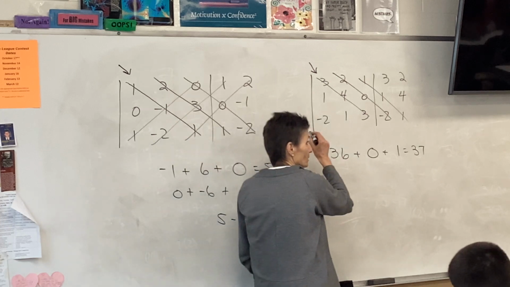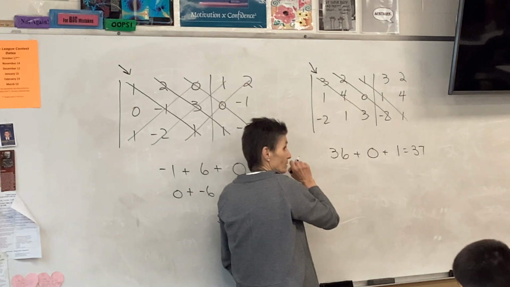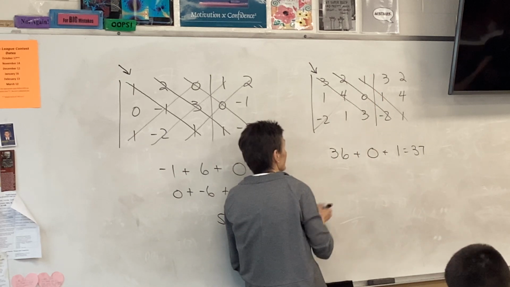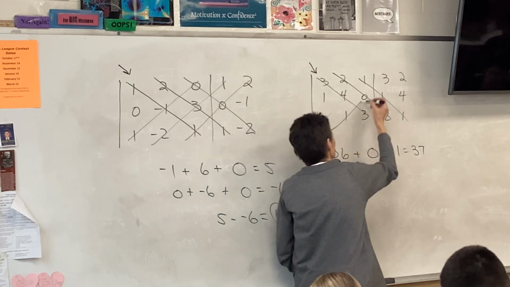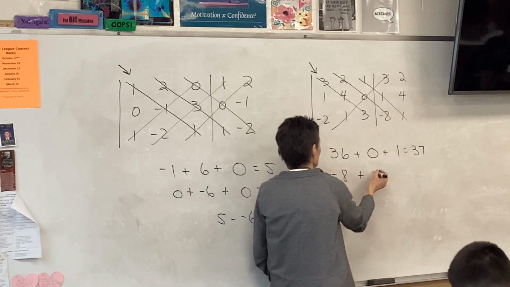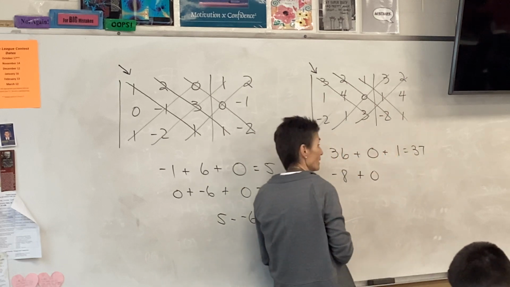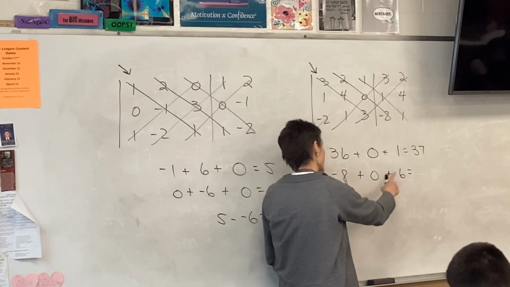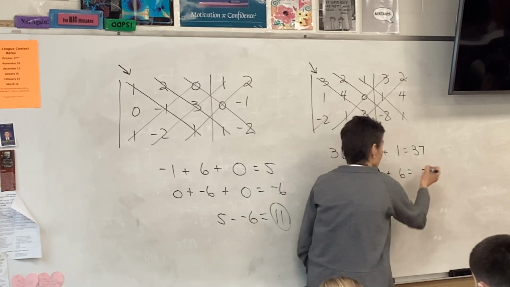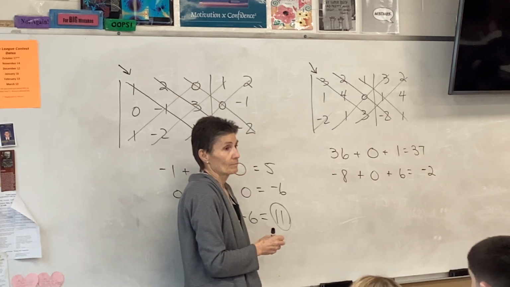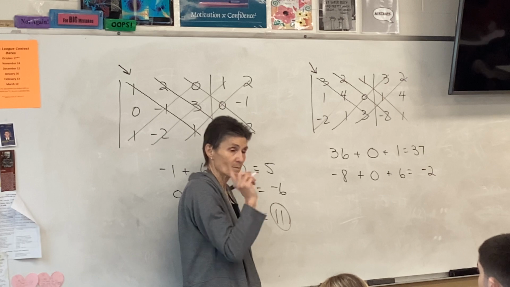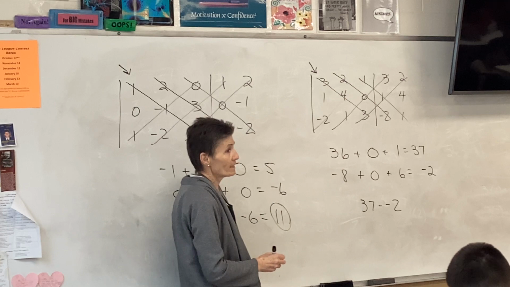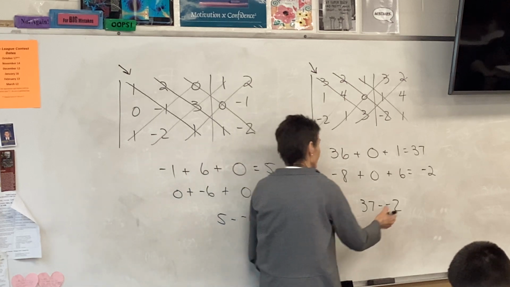Then we go do the same thing, other direction. So now we're going to multiply these and we get -8. And then we'll multiply these and we get 0. And then we'll multiply these and we get 6. So the -8, the 0, and the 6 adds up to -2. And what do you do with those two numbers? Subtract. So it's 37 minus -2, which makes 39.